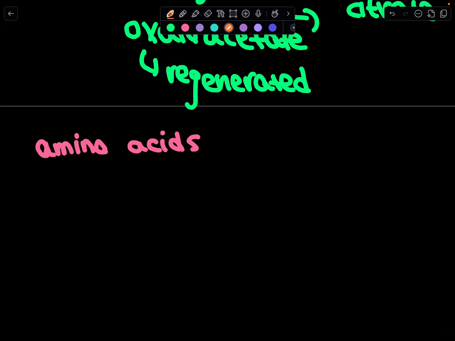Yeah, I want to go a bit deeper. So let's start with amino acids, and then we'll talk about what happens with fatty acids. So we start with an amino acid. How does it end up being pyruvate, acetyl-CoA, or oxaloacetate?